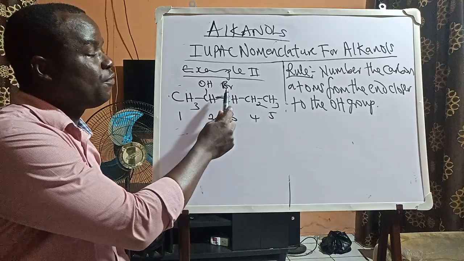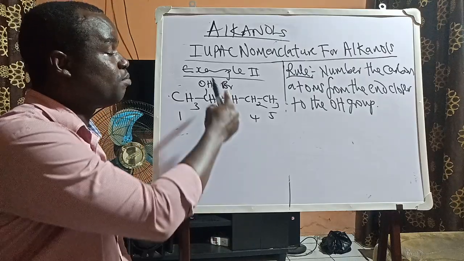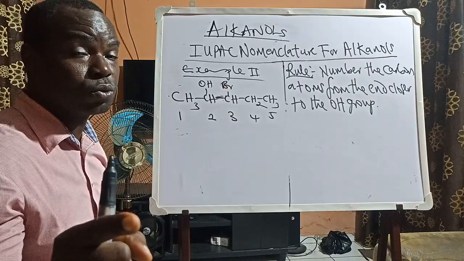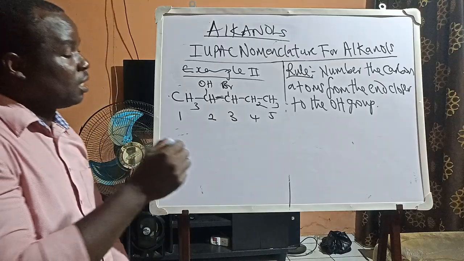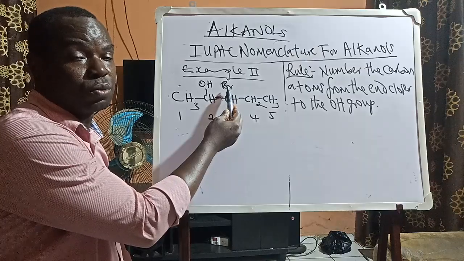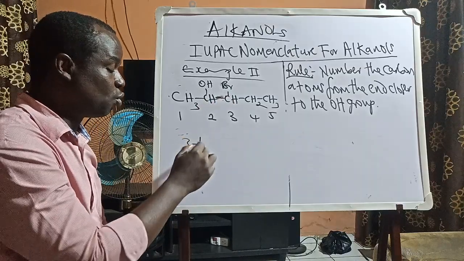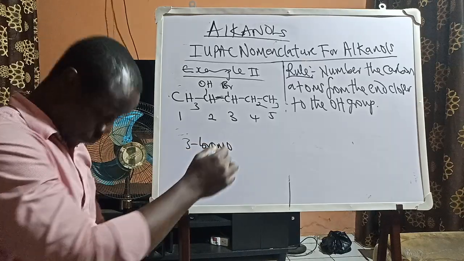Now, if you look, the first example I used Cl, which is chloro. Now I am using Br, which is bromo. Now, if I want to name it, you start from that branch, bromo. It belongs to carbon number 3, so it will be 3-bromo. Okay?